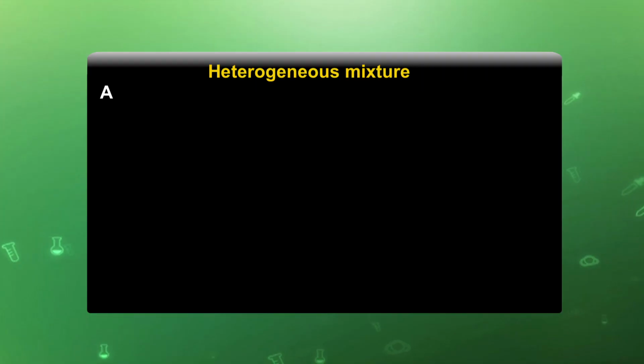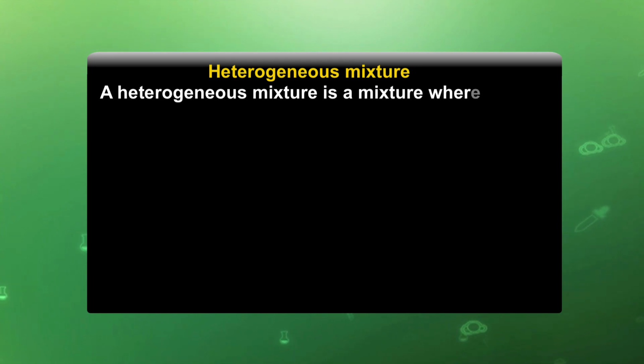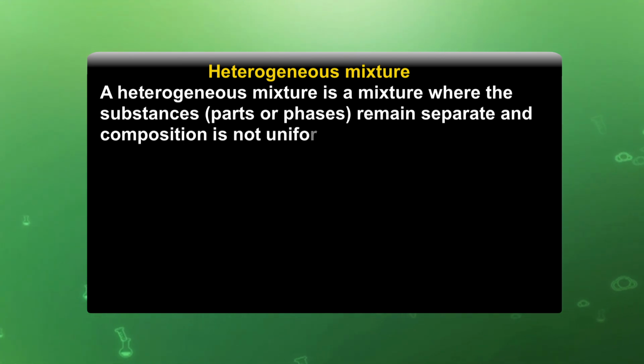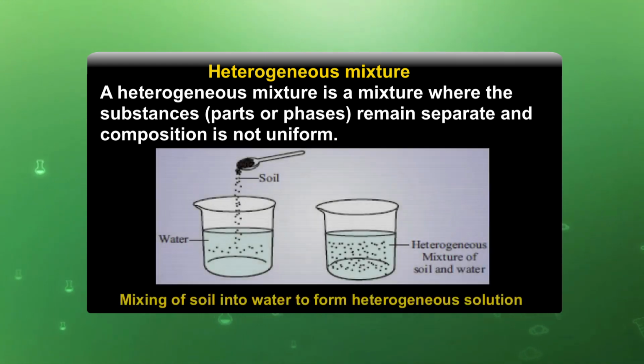Now, the other type of mixture is just the reverse, a heterogeneous mixture. As the word indicates, hetero means different. As the definition also indicates, a heterogeneous mixture is a mixture where the substances, parts or phases, remain separate and the composition is not uniform. A very suitable example is, suppose you take one spoon of soil or sand and dissolve it in water. You will see that after the dissolution, both the components, water and the soil or sand, remain separated from each other, and they constitute a heterogeneous mixture.